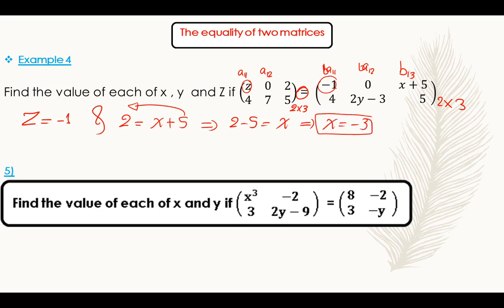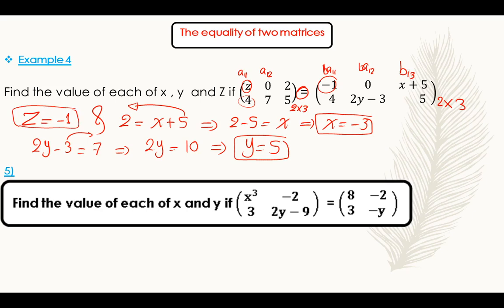X will be equal to negative 3. And again 4 equals 4, and now we have 7 equals 2y minus 3, or you can write it 2y minus 3 equals 7. Negative 3 will go to the other side, so 2y will be equal to 10, divided by 2, so y will be equal to 5. Now we get the values: z equals negative 1, x equals negative 3, and y equals 5.